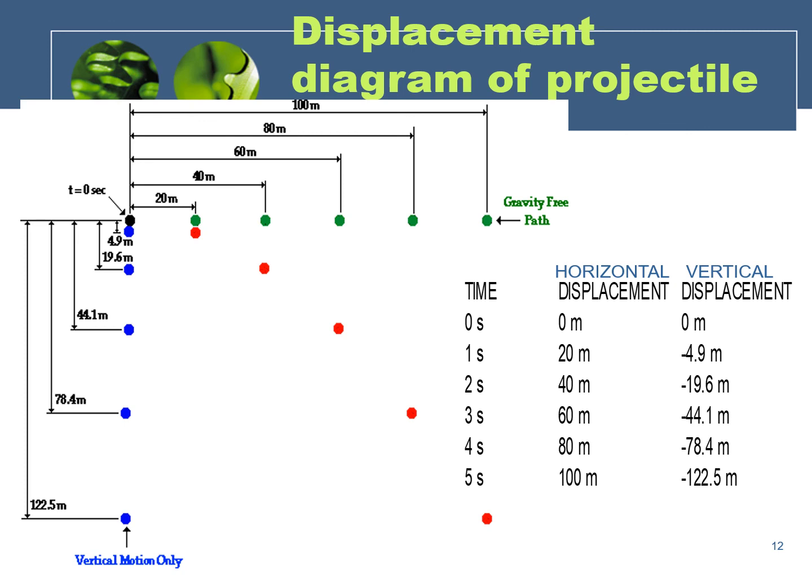After 2 seconds, 40 meters and negative 19.6 meters. After 3 seconds, 60 meters and negative 44.1 meters. 4 seconds, 80 meters, negative 78.4 meters. 5 seconds, 100 meters, and negative 122.5 meters. What does the negative sign indicate for the vertical displacement? The negative sign means that the object is falling or moving downward.